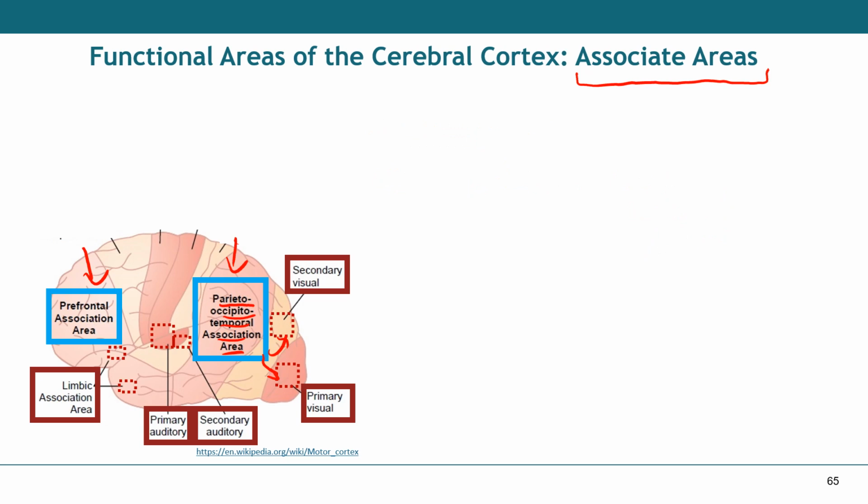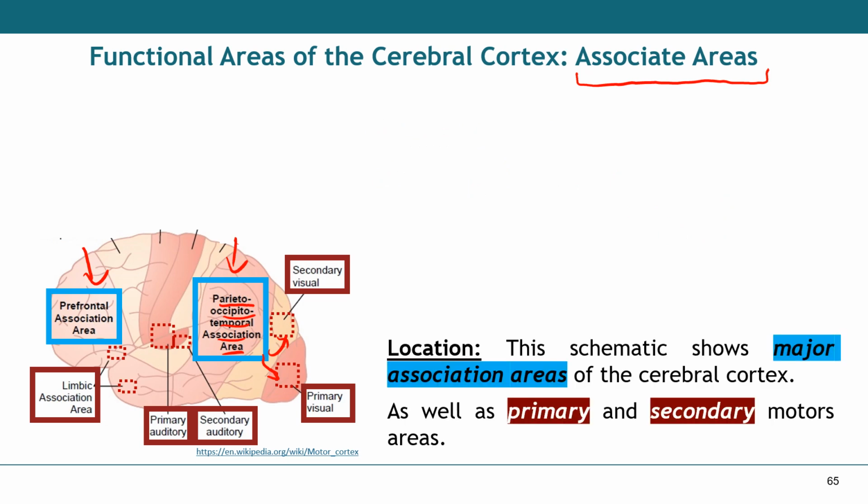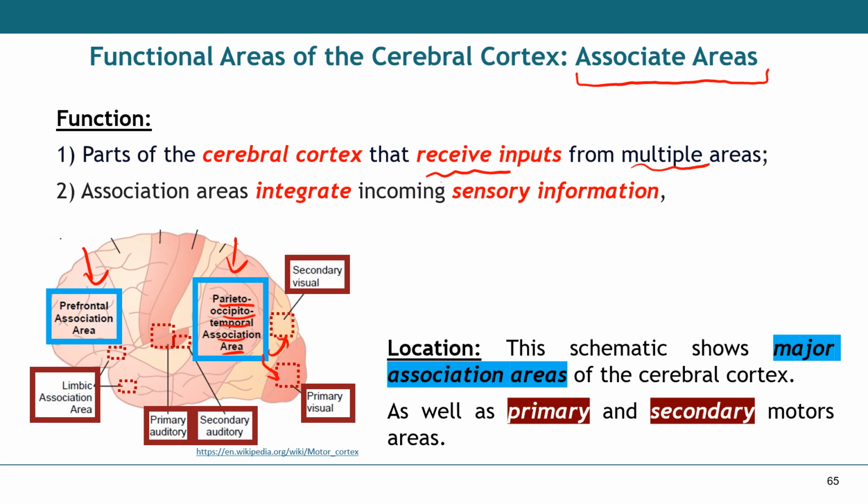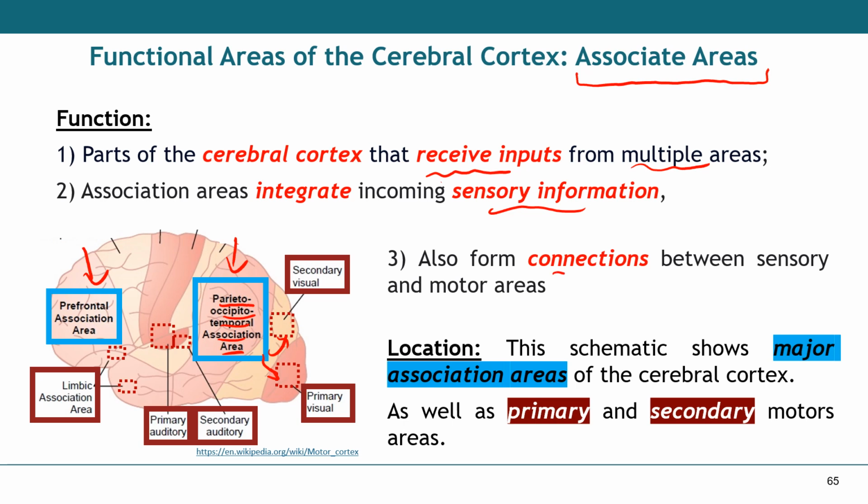Now let's recap all the information that I told you about this last functional area. I told you that the location of the associated areas is shown in this schematic in blue, and besides that you can also find primary and secondary motor areas, because as we talked before, the functional areas are a part of the cortex that receive input from multiple areas. So it could be sensory, they integrate these sensory areas and they connect them to the sensory and motor areas. This is why you have some of those primary and secondary motor areas close there.